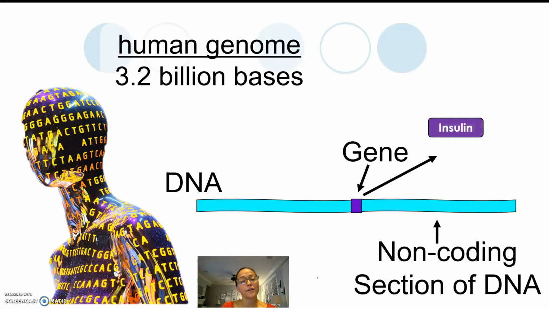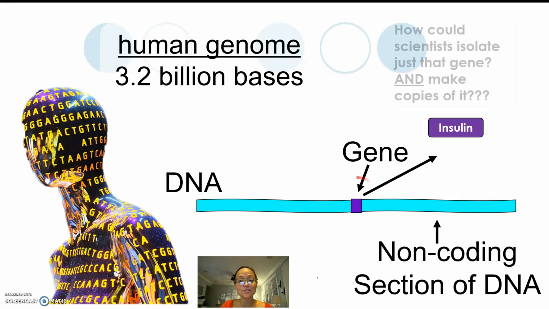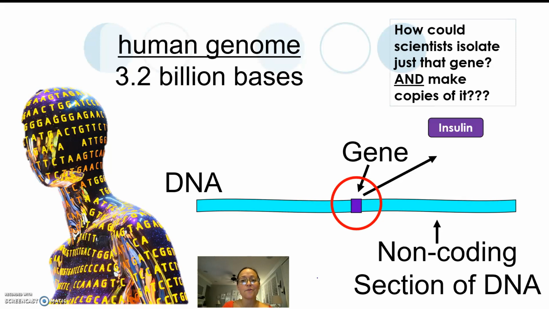For example, a gene might code for insulin. So when we talk about genes, what we're talking about is the area of our DNA that has the directions on how to build proteins in the process of protein synthesis with transcription and translation. And so scientists, though, how can they isolate just that gene and make copies of it? If they're trying to work on insulin for some reason, how do they get just that piece when we have 3.2 billion bases, right?